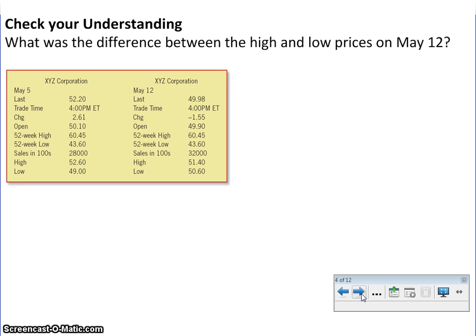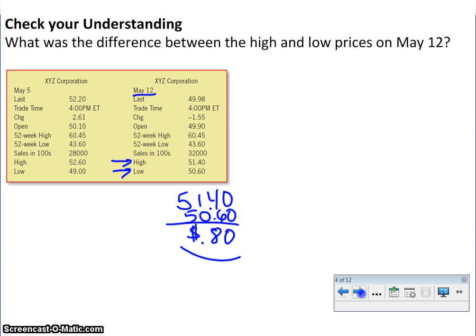Okay, what is the difference between the high and low prices on May 12th? So May 12th over here, we've got high, we've got low. 51.40 minus 50.60. And I'm looking at a difference of 80 cents.